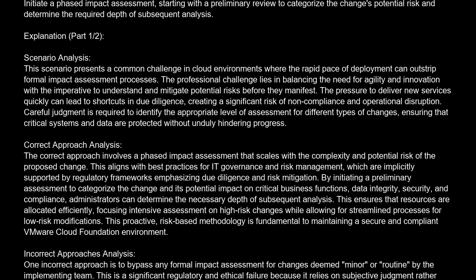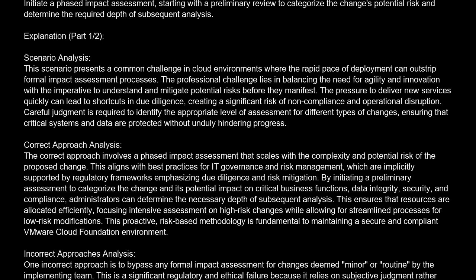By initiating a preliminary assessment to categorize the change and its potential impact on critical business functions, data integrity, security, and compliance, administrators can determine the necessary depth of subsequent analysis. This ensures that resources are allocated efficiently, focusing intensive assessment on high-risk changes while allowing for streamlined processes for low-risk modifications. This proactive, risk-based methodology is fundamental to maintaining a secure and compliant VMware Cloud Foundation environment.